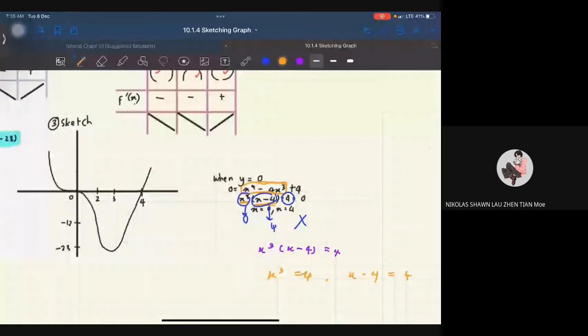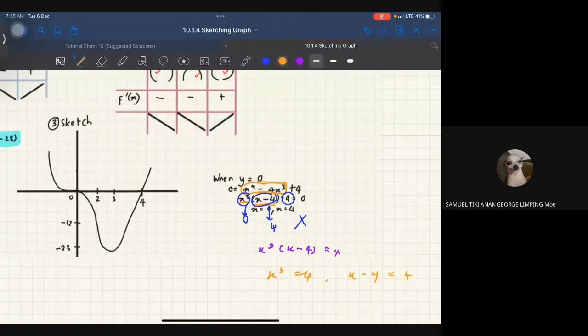What do you think of this method? Betul. Is it correct? Betul? Siapa kata betul? Angkat tangan. Tak ada orang angkat tangan dah. Okay, so jawapannya tak betul.